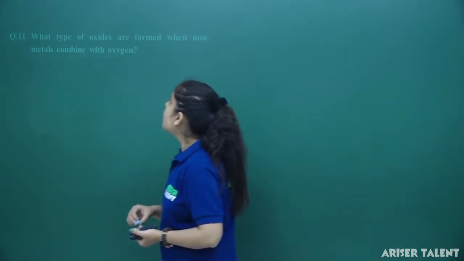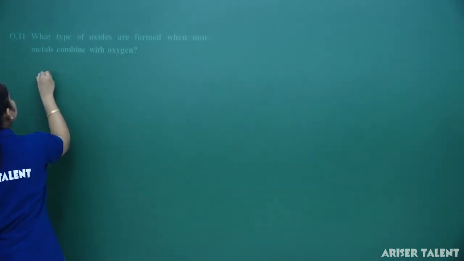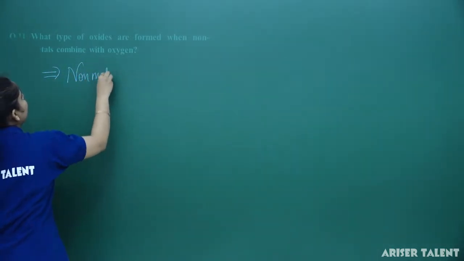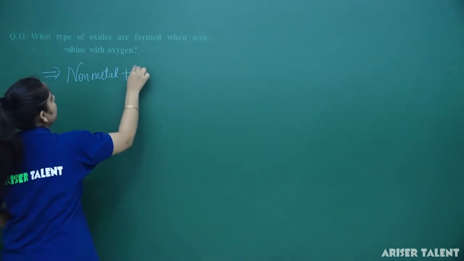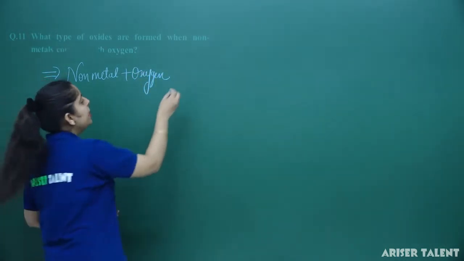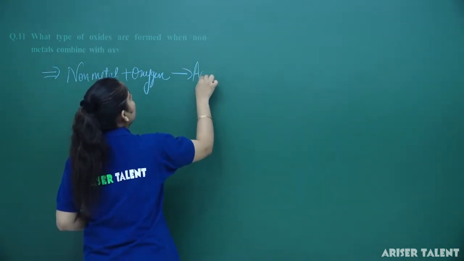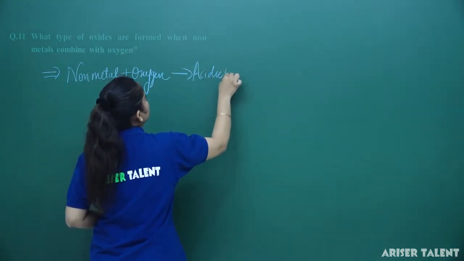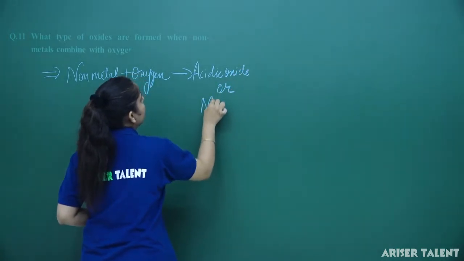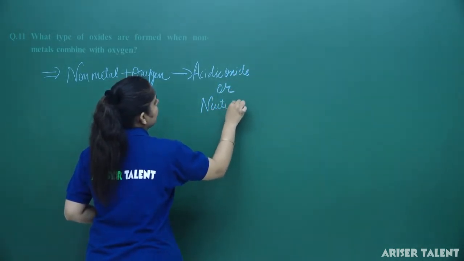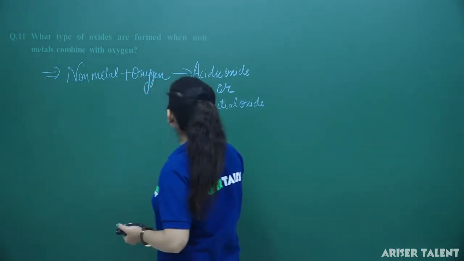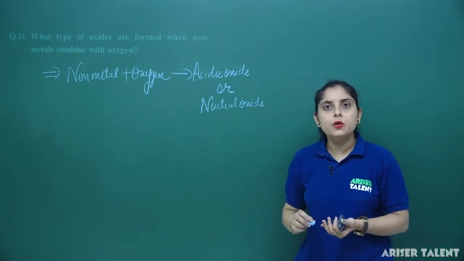Clear? So whenever a non-metal is combined with oxygen, what will it form? It will either form acidic oxide, or sometimes it also forms neutral oxide. Clear? So either it is going to form acidic oxide or it is going to form the neutral oxide here.